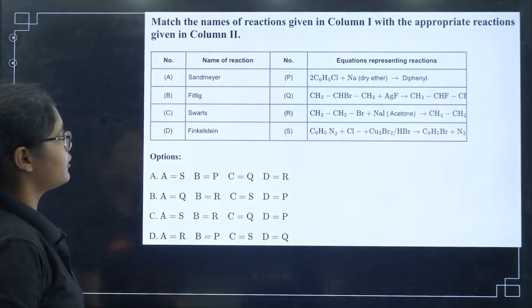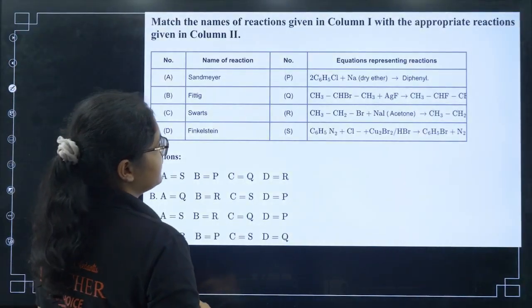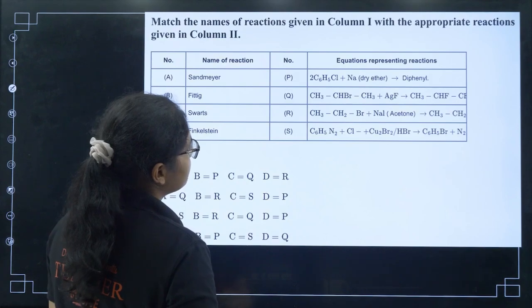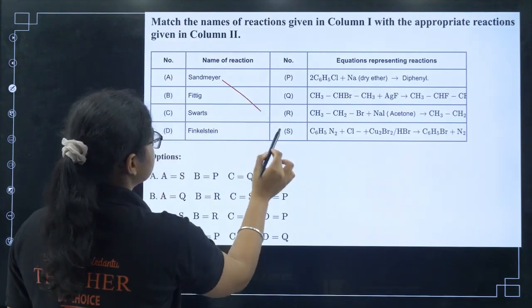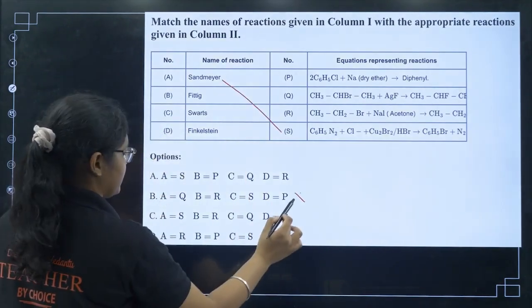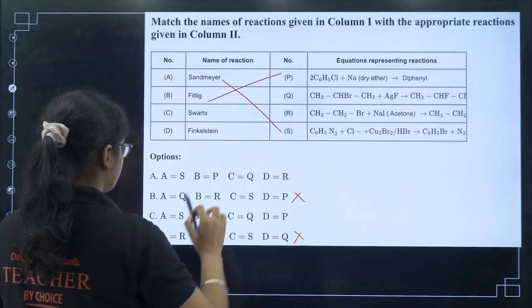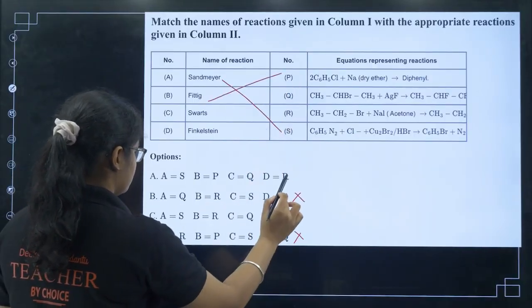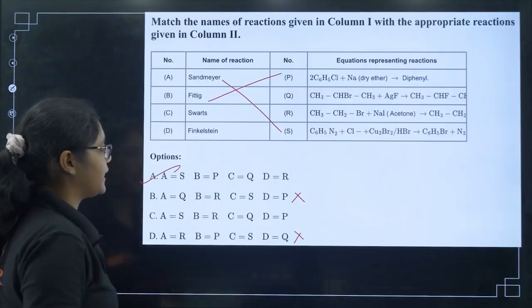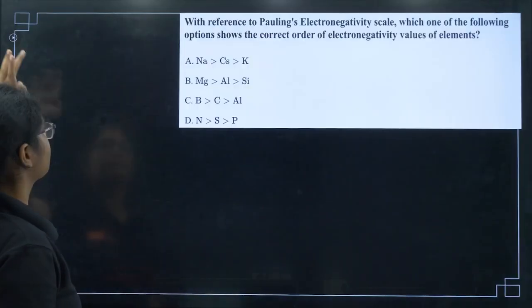Next, given the following reaction: Sandmeyer reaction is there and that will give me A has to be S. So I can eliminate these two options. Next, B, Fittig reaction. B has to be P. That is this one. So directly we can find option number A.